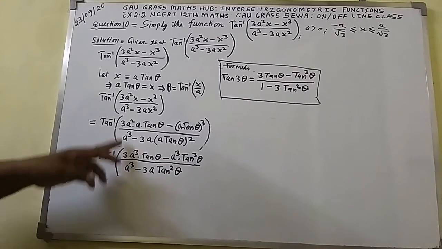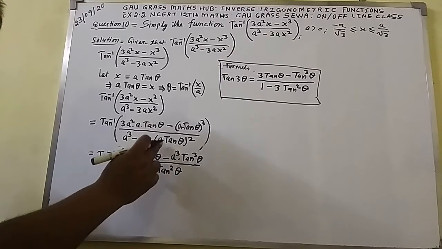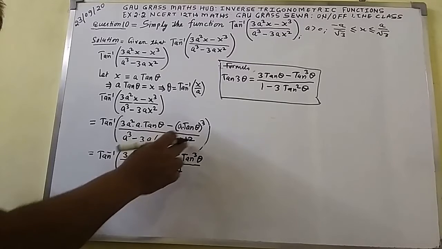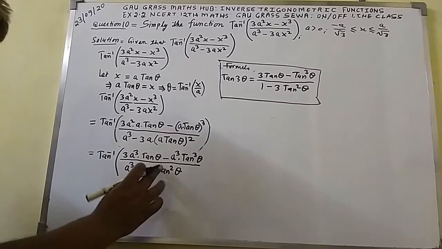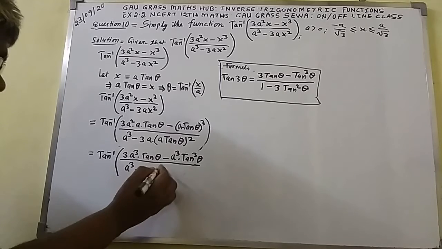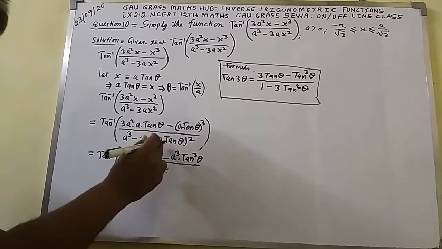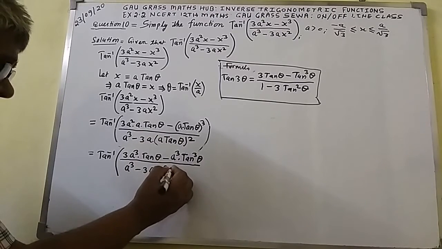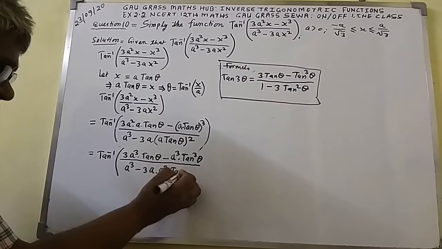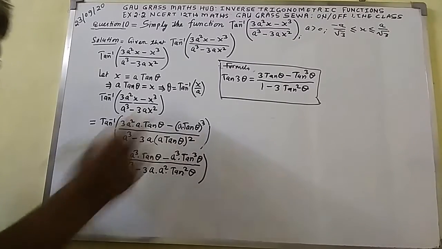And also here you can see a cube minus 3a, and also here you can see a tan theta whole square. So here it will become minus 3a dot a square, or here it will become tan square theta it will become. Like this you have to write.